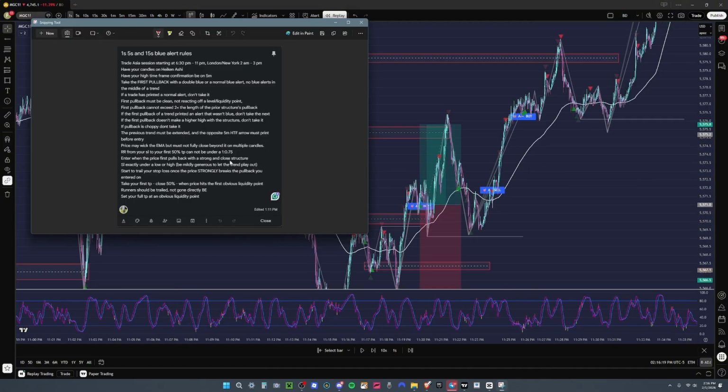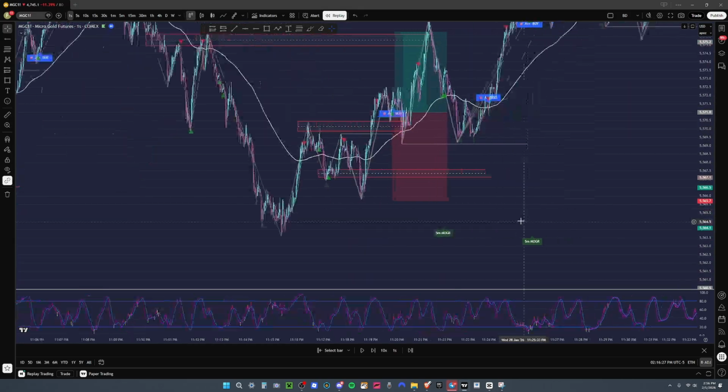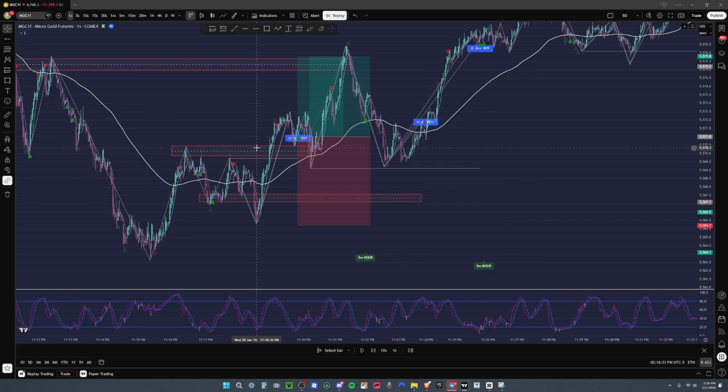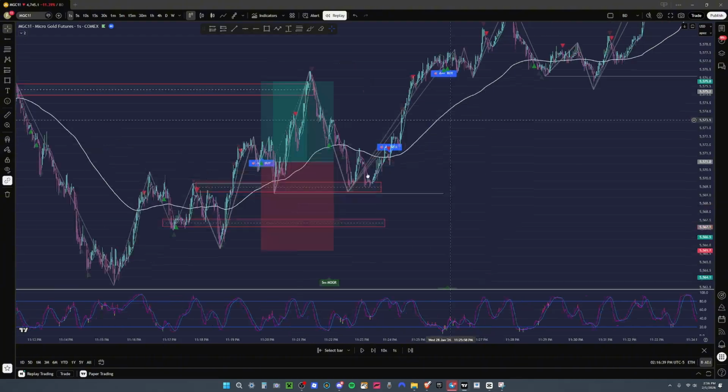So we already covered this one. And stop loss exactly under a low or a high, be mildly generous to let the trend play out. So this is mildly generous. We have in this area, and we let the trend play out because we rejected off of this. And you can see we just let it happen. We go all the way up.